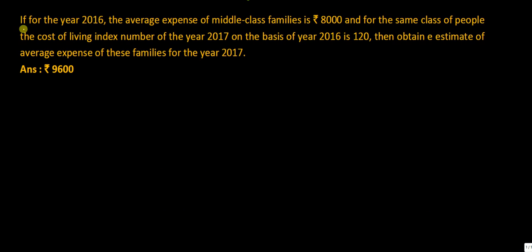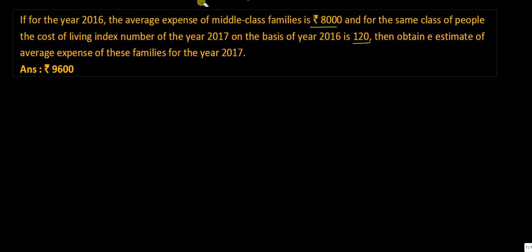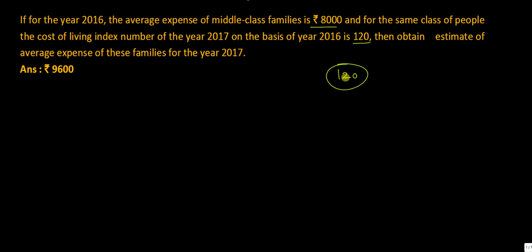Our next sum is: for the year 2016, the average expense of middle class families is rupees 8000. And for the same class of people, the cost of living index number of the year 2017 is 120. Then obtain an estimate of average expense of the families of the year 2017. We have lots of methods to calculate this. Because 120 is our index number of 2017, that means if cost or expense increases by 20%, then income should also increase by 20%.